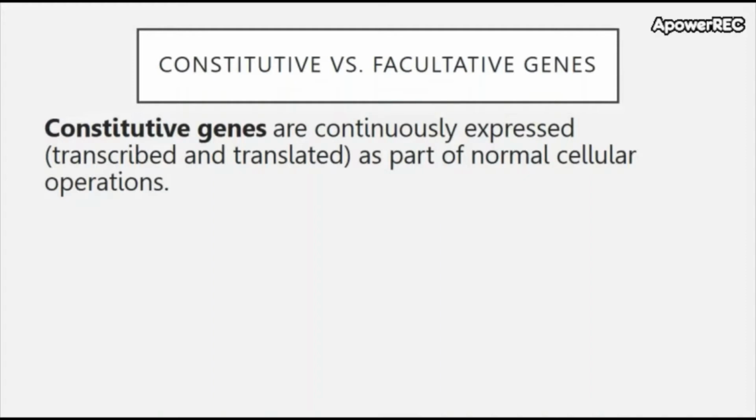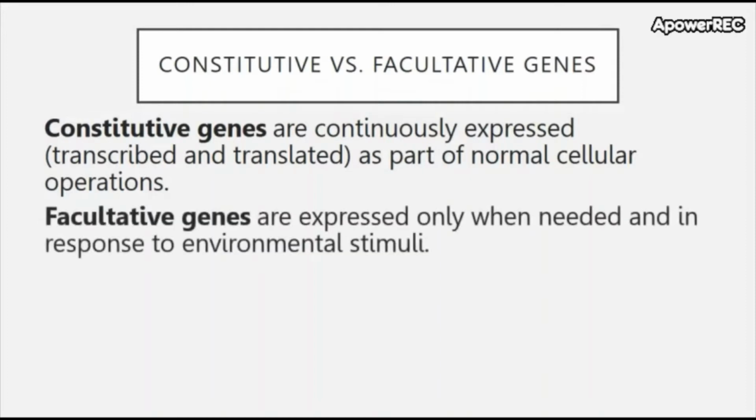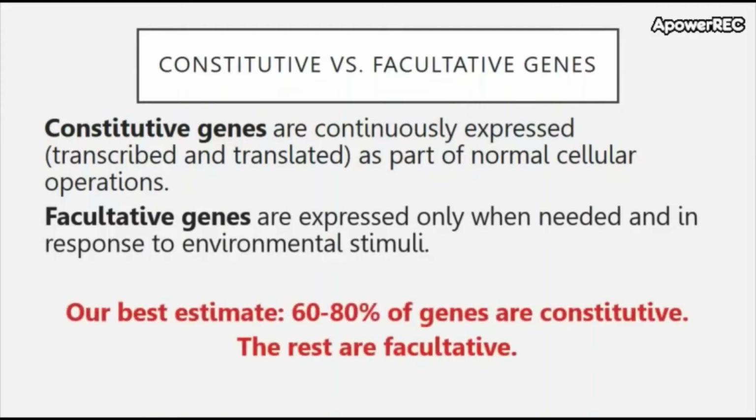There are two main types of expression. There are constitutive genes, and these genes are needed as a normal part of cellular operations. So they're just continuously being expressed, which means transcribed and translated. There's another group called facultative genes. Facultative genes are only expressed when they are needed. So they are expressed in response to certain environmental stimuli. Our best estimates are that about 60 to 80% of genes are constitutive and the rest are facultative.